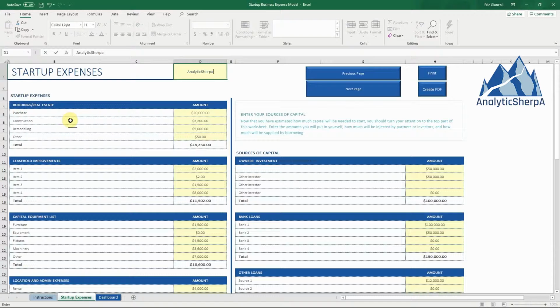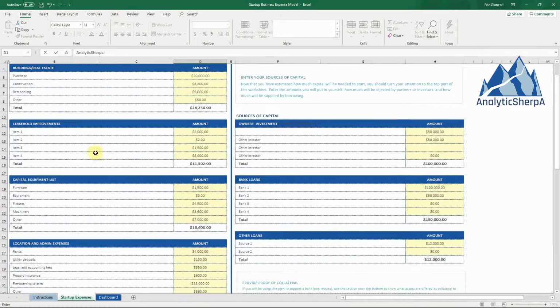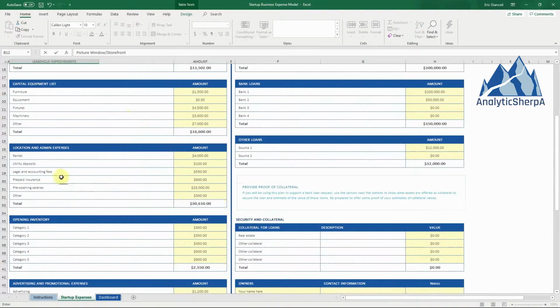We've got buildings, real estate, whatever you're purchasing, any construction that you're doing. Then we go down here, we have leasehold improvements. So if you're renting a space and let's say you want to put in a new big picture window. So all of these are editable. So instead of item 1, we're going to put in picture window or storefront. And of course, as with all of our tools, all of the yellow are inputs as well. Anything that you spend money on, any expense that you have to get this business going or to take it to the next level, you pop it right in here.